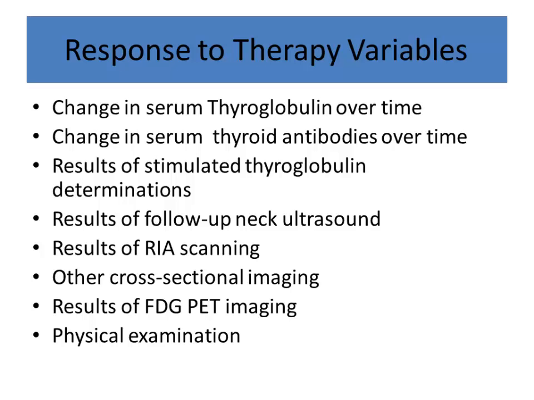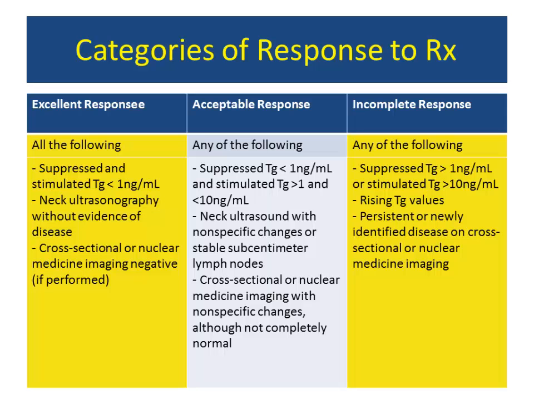So there should be some dynamic way of following, not only the initial phase, but looking at the response to therapy and then reclassifying your patient all along. That will make more sense. On that basis, there have been attempts to categorize patients not only based on the initial clinical pathological findings, but also on the type of response. An excellent response is anyone having suppressed and stimulated thyroglobulin less than 1 nanogram per ml, neck ultrasonography without evidence of disease, and cross-sectional or nuclear medicine imaging negative if performed.